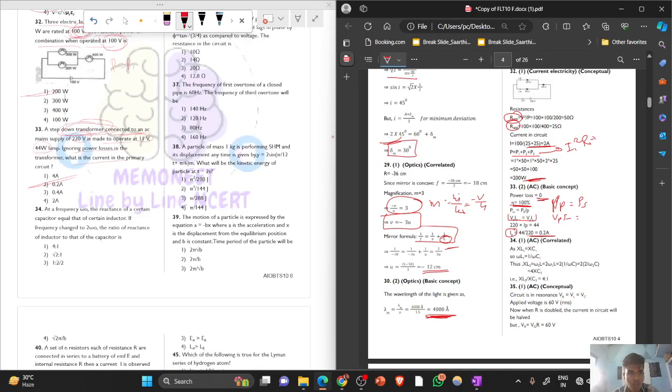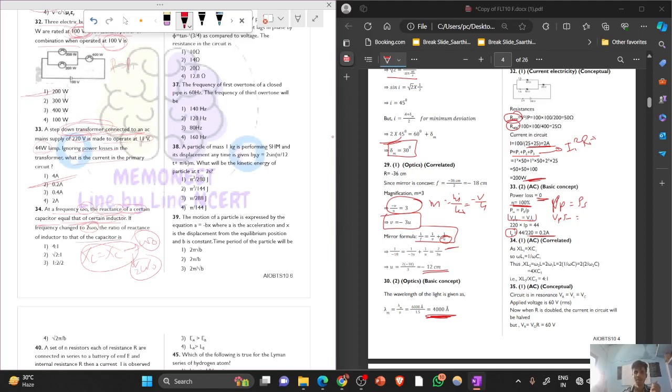Question 34. At frequency omega naught, the reactance of a certain inductor will be equal to the reactance of a certain capacitor. It's like XL equals XC, which means it is telling a resonance condition. If the frequency is omega naught, it is a resonance condition, and if it changes to 2 omega naught, then it is asking about the new ratio. It's a simple question.